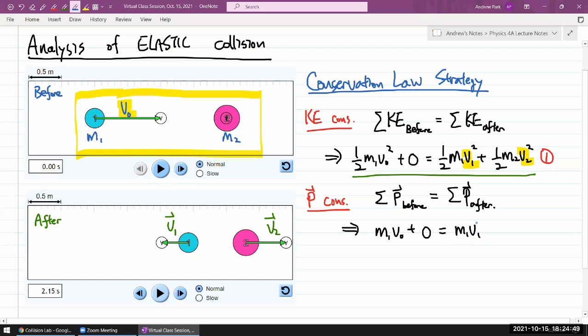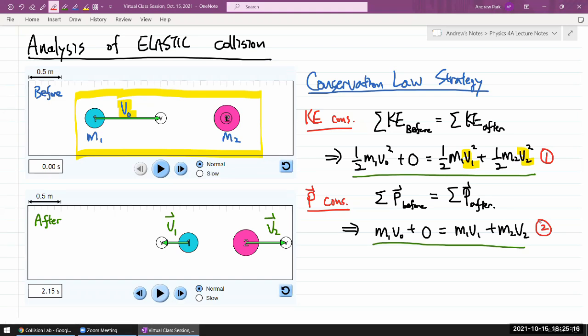Okay, so that's the momentum of M1 after collision, and I need to add the momentum of M2 after the collision. So this is my second equation. As you carefully look at it, hopefully you notice, no more unknowns. I haven't introduced any additional unknowns. So I have a second equation, two unknowns. I should be able to solve it.